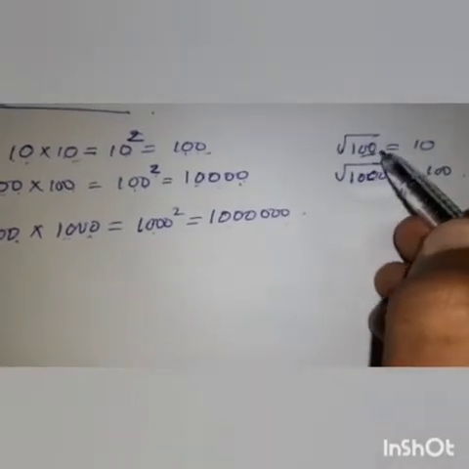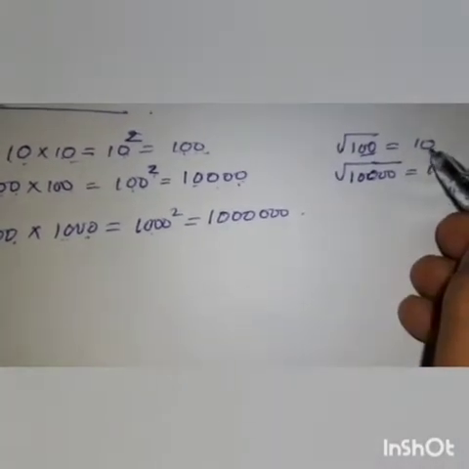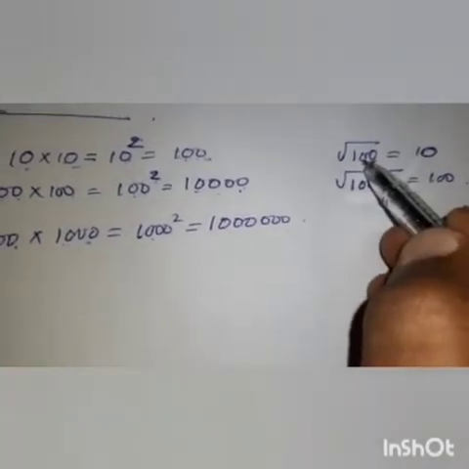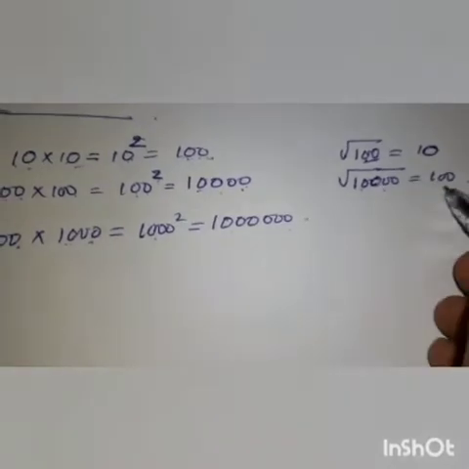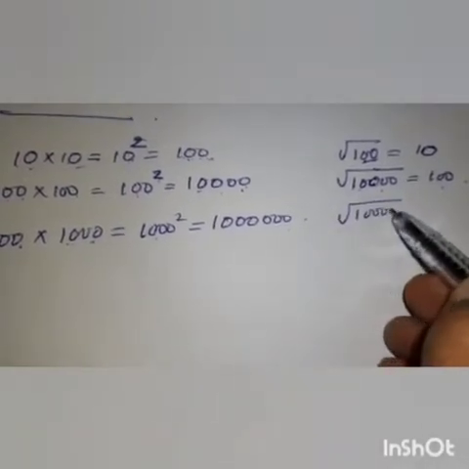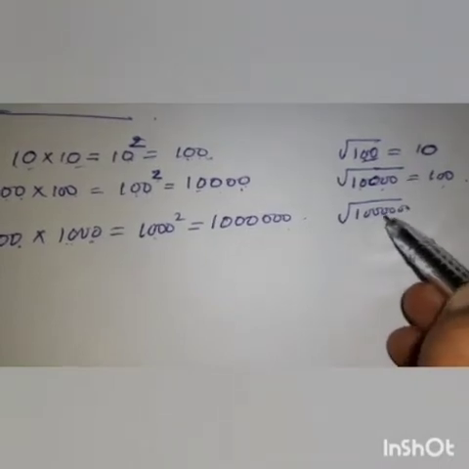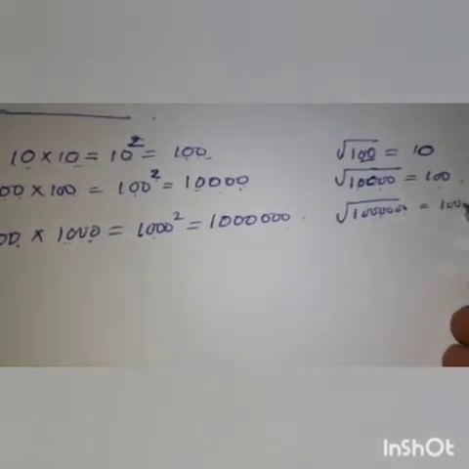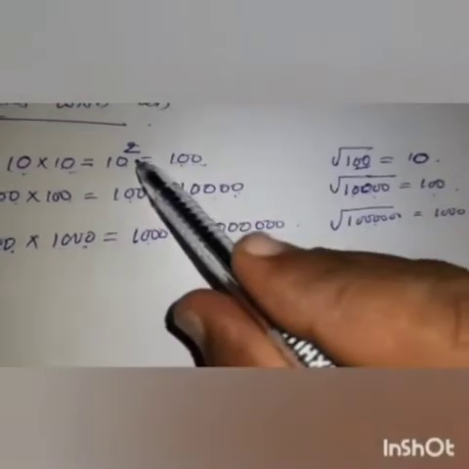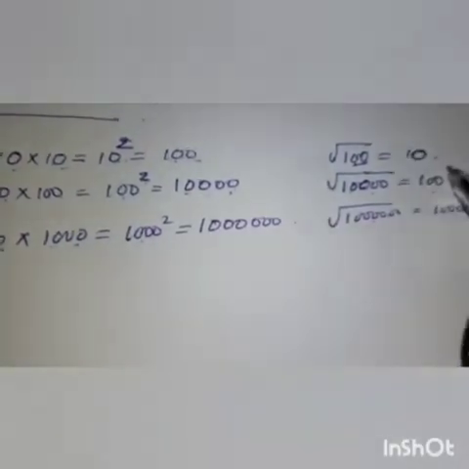Here there are 2 zeros in the number, but the answer should be: the root of 100 is 10, the root of 10,000 is 100. What about the root of 1 followed by 6 zeros? The answer is 1000. This is the square root, this is the square. Squares and square roots are reverse.